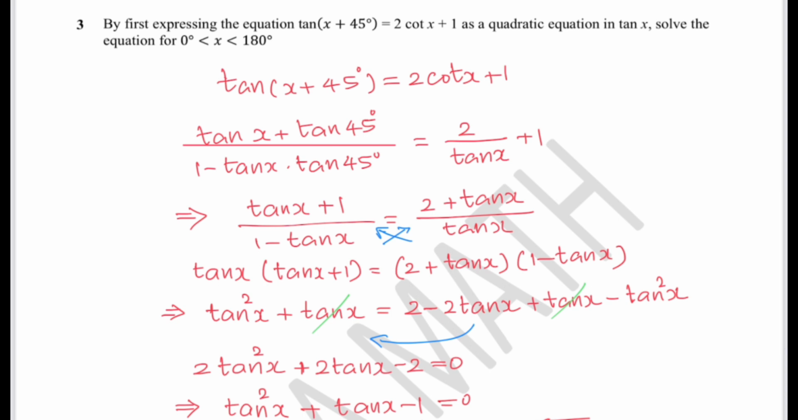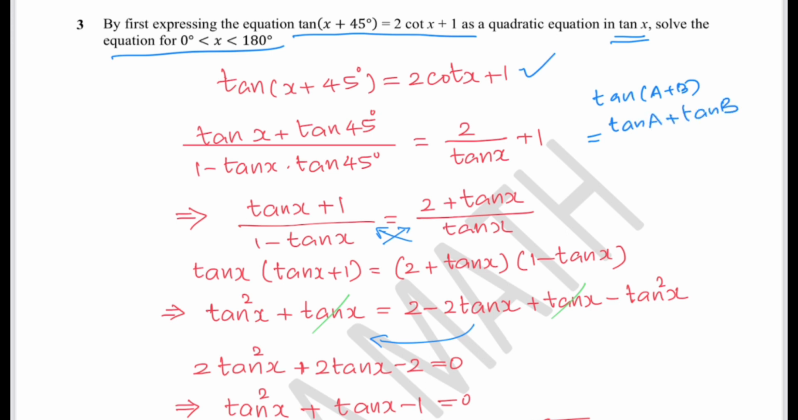Question number 3, next question, read the question. By first expressing the equation tan of x plus 45 degrees is equal to 2 cot x plus 1 as a quadratic equation in tan x, solve the equation for 0 less than x less than 180. So tan of x plus 45 is equal to 2 cot x plus 1 given, and apply the tan a plus b formula. Tan a plus b is tan a plus tan b over 1 minus tan a tan b.